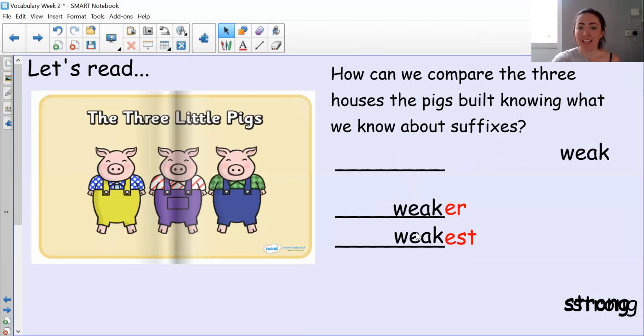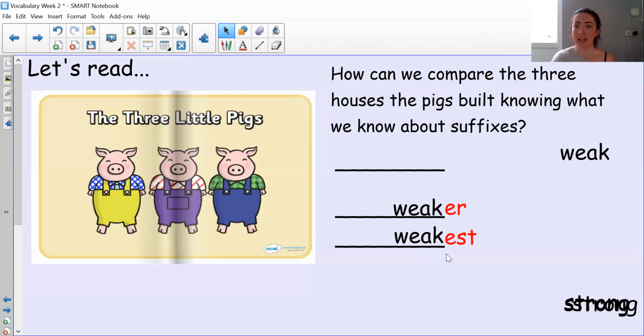So which house is weaker than the brick house? We know the brick house is strong, and that means that the other two houses are weaker, aren't they? So which is weaker, but not the weakest? Can you pause to have a think? Yeah, that's right. The stick house is weaker than the brick house, but it's not the weakest, is it?